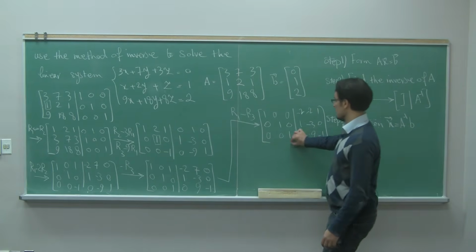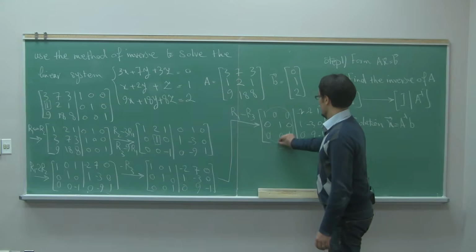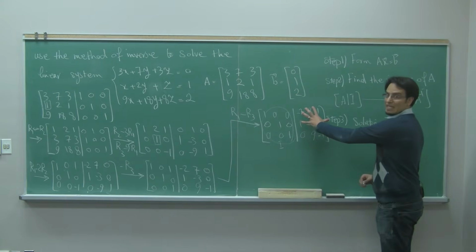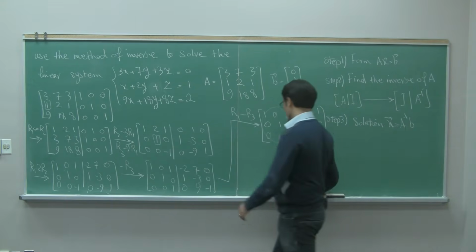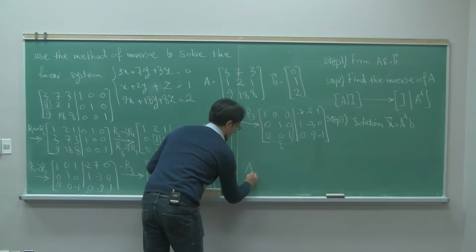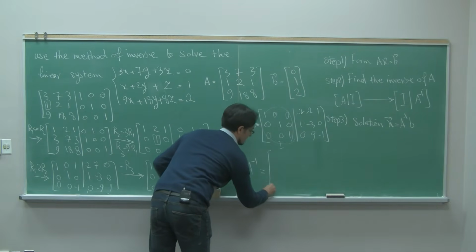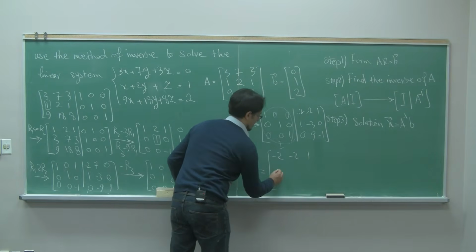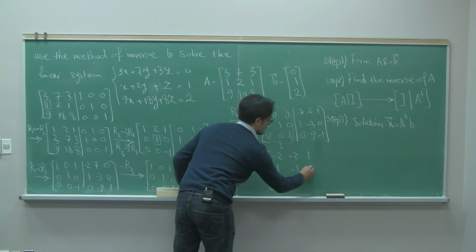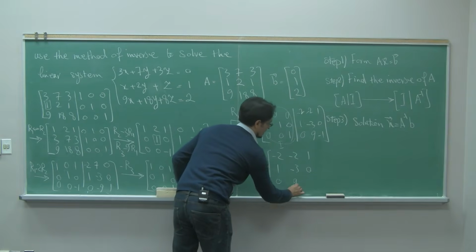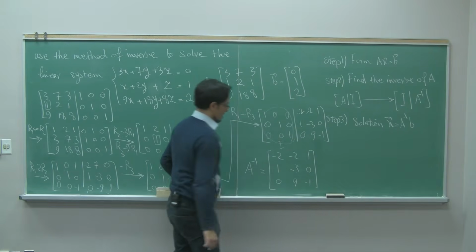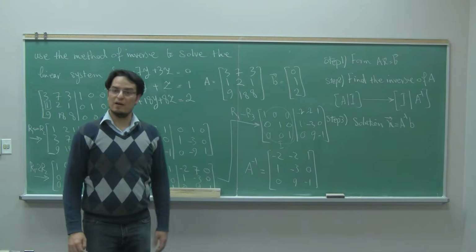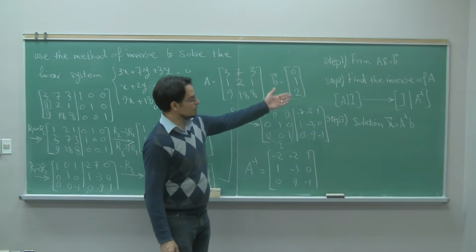Well, this is identity. That means the right-hand side is the inverse of the matrix. So A inverse is this guy, negative 2, negative 2, 1, 1, negative 3, 0, 0, 9, negative 1. I found the inverse of A. I'm done with step 2.